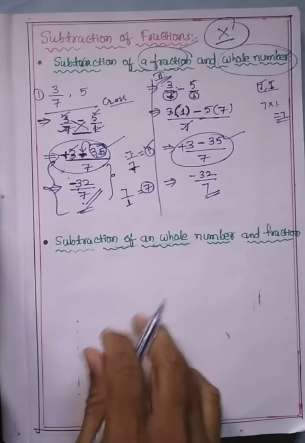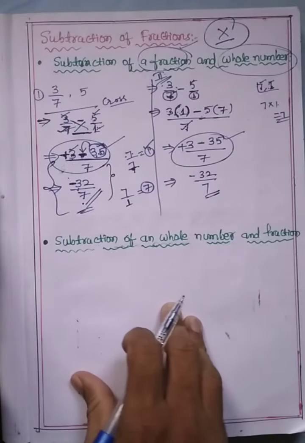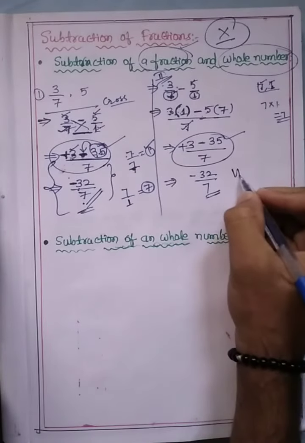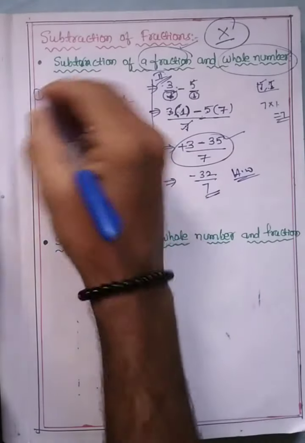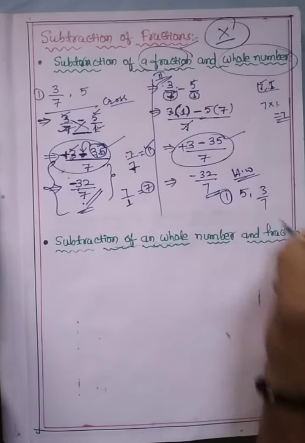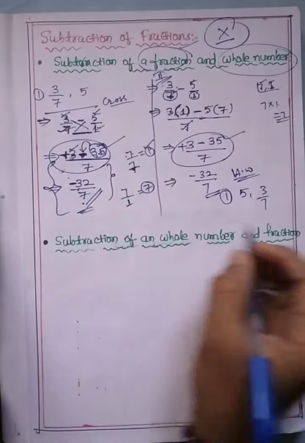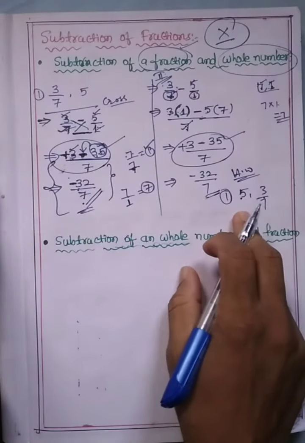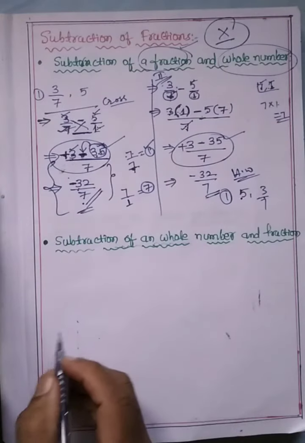It means you have two methods. There are two methods to solve this type of problem. So I give one homework for you. You will try. Just write this one, 5, 3 by 7. You write it in a different order, 5, 3 by 7. So you can do this problem in the same manner.